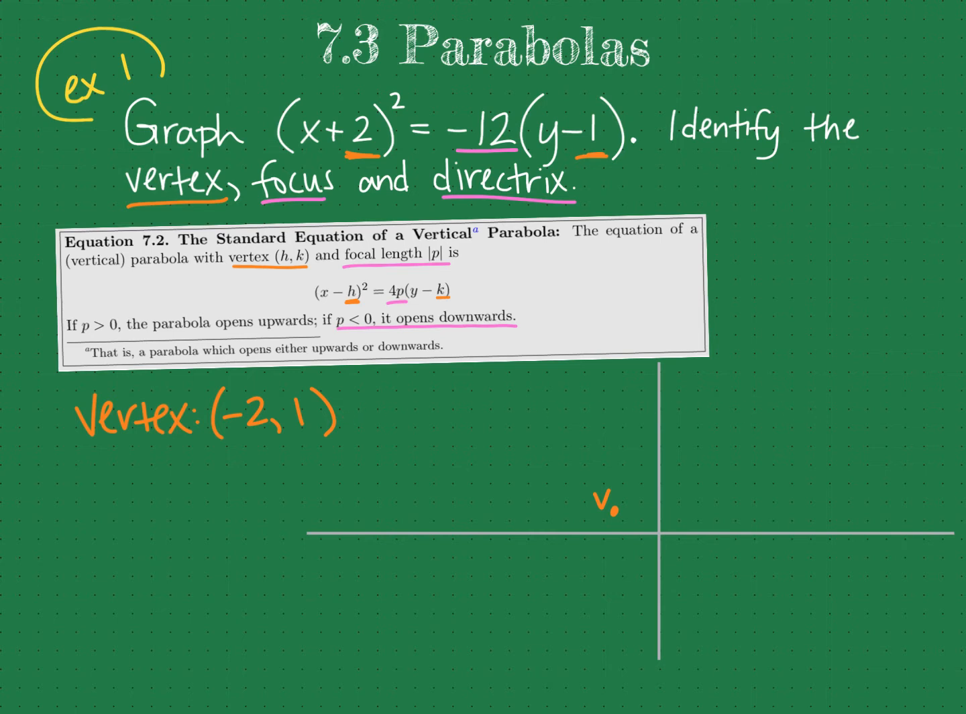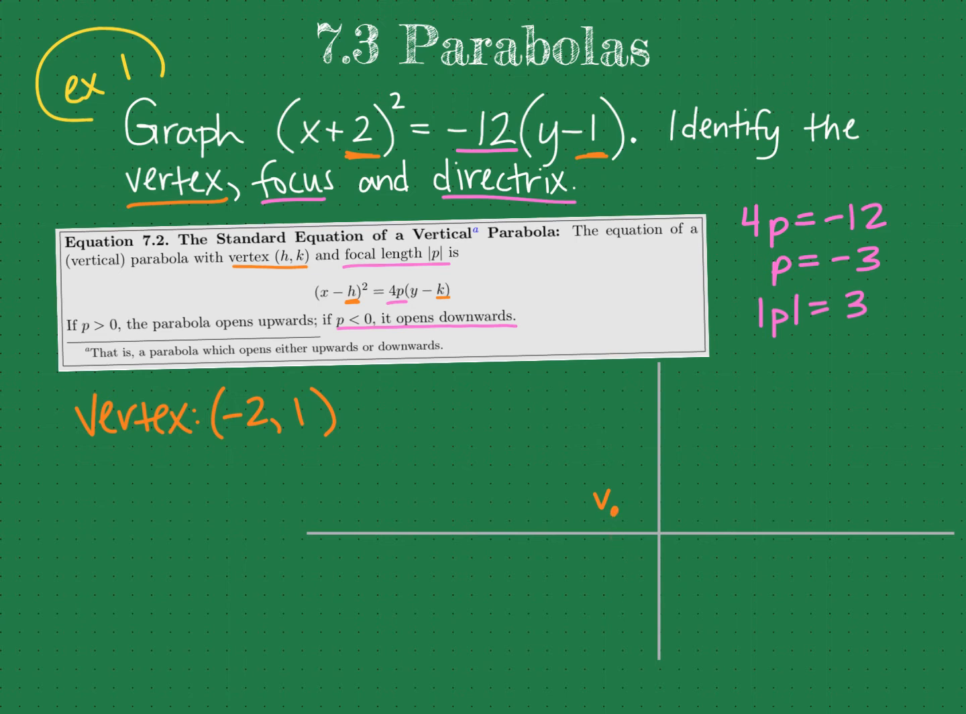In order to find where to put those things, we need to figure out what the focal length P is. Since 4P is the number out front, we know that 4P equals negative 12. To solve for P, we have that P equals negative 3. Since P is negative, we know we open downwards. We've established that. The absolute value of P is the focal length, which is 3. So our focal length is 3. The focal length is the distance from the vertex to the directrix and the vertex to the focus.